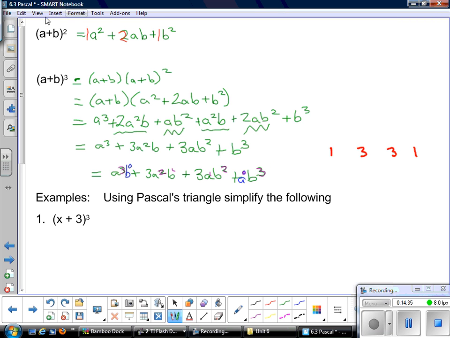Now would that work with this last one? Well, that would be B to the 0, those are to 1, and this would be A to the 0. So it works here as well. So we're going to do some examples now with actual numbers, and you'll see hopefully how well it does work.